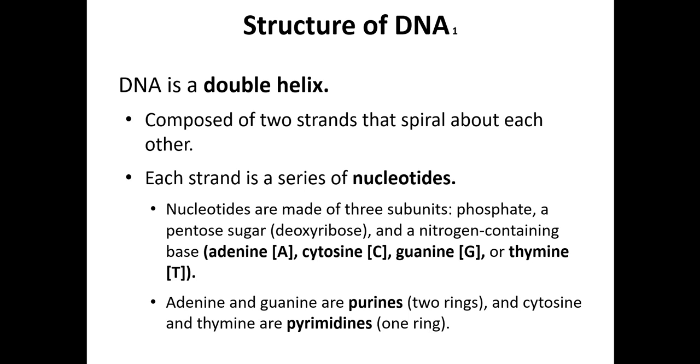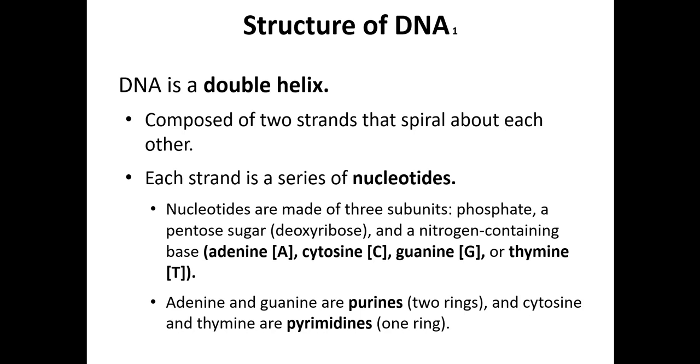DNA structure is a double helix composed of two strands that spiral around each other. Each strand is a series of nucleotides, and these nucleotides are composed of phosphates, sugar, and a base. DNA has the sugar deoxyribose and four different kinds of bases. Adenine represents A, thymine represents T, guanine represents G, cytosine represents C.